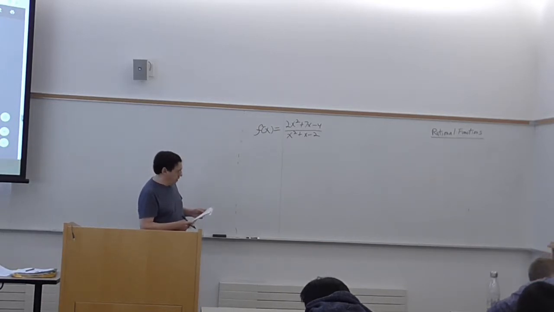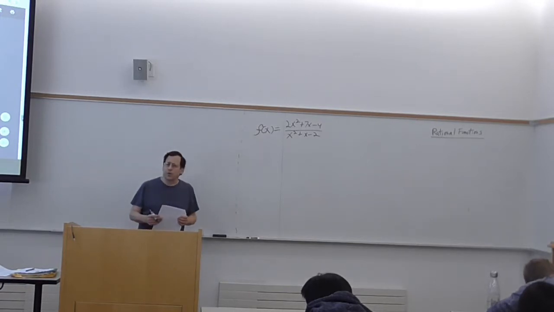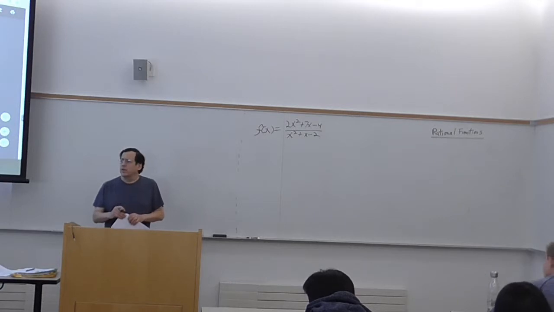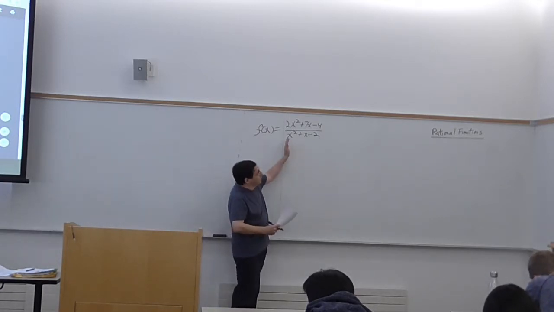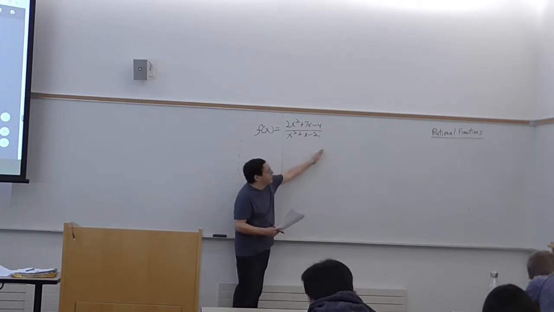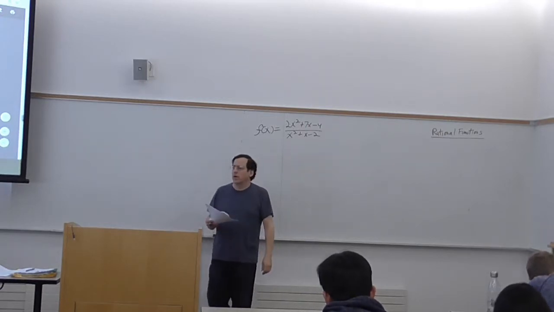So let's start with the vertical asymptotes. All right. How am I going to find the vertical asymptotes in this function? What am I going to look for?